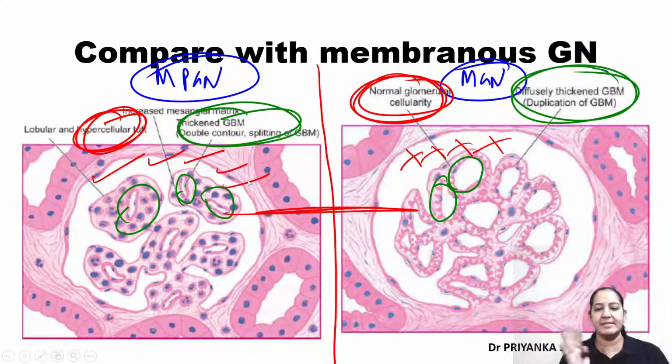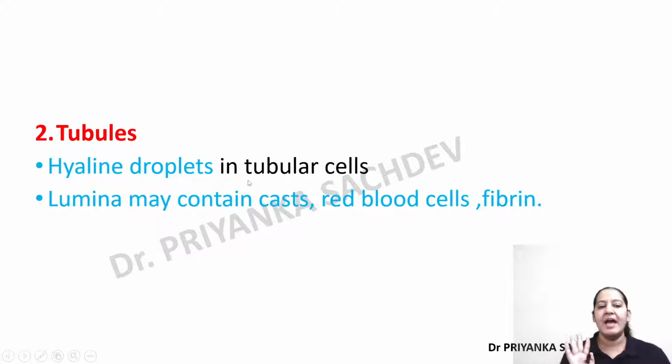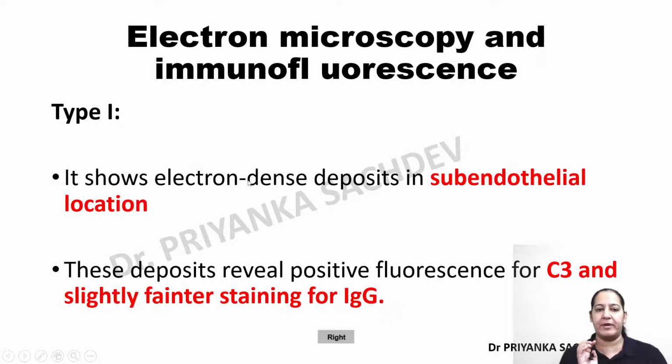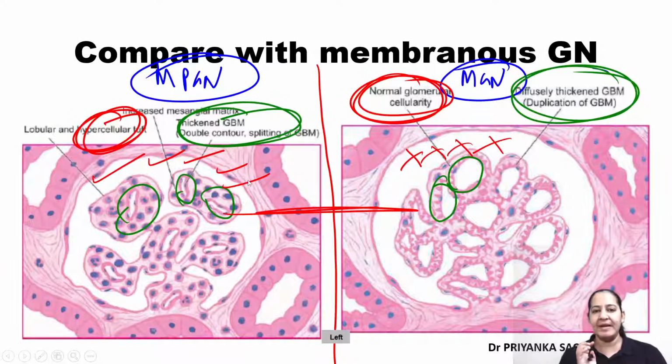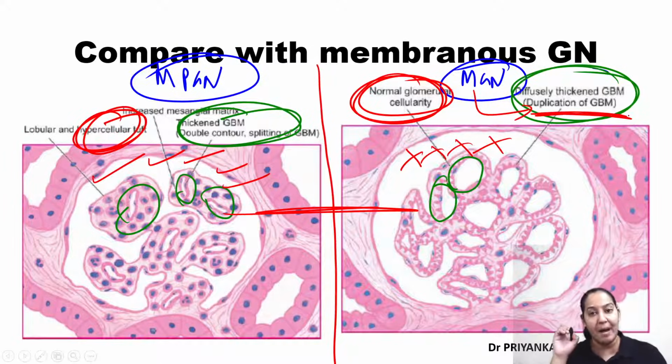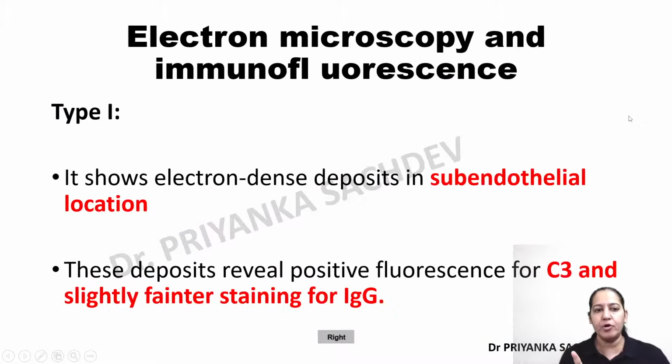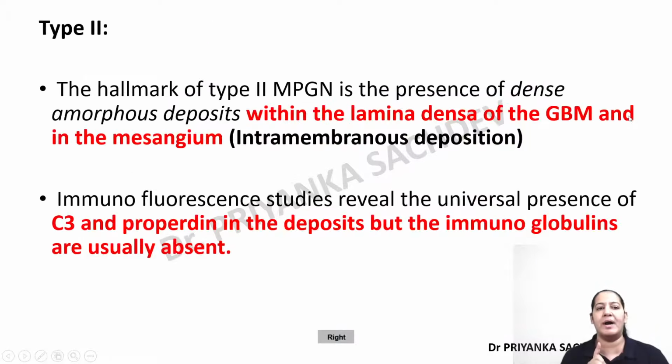So that is the comparison between membranous and membranoproliferative, the light microscopy. In membranous, as I have told you, the membrane is so thickened that it looks like duplicated. That's why it is known as duplication of the basement membrane in membranous glomerulonephritis. But in membranoproliferative also, the basement membrane is thickened too much.